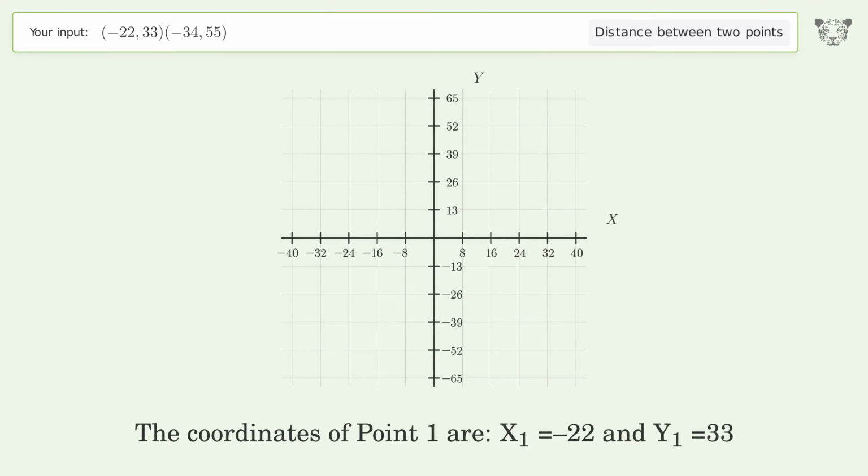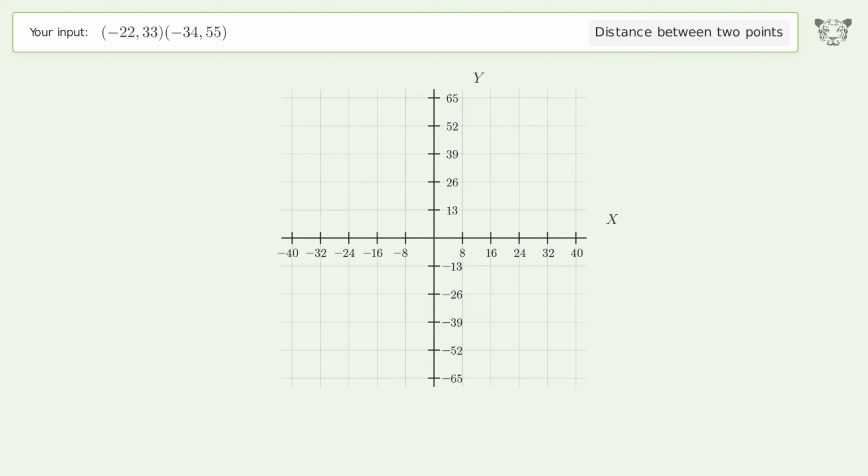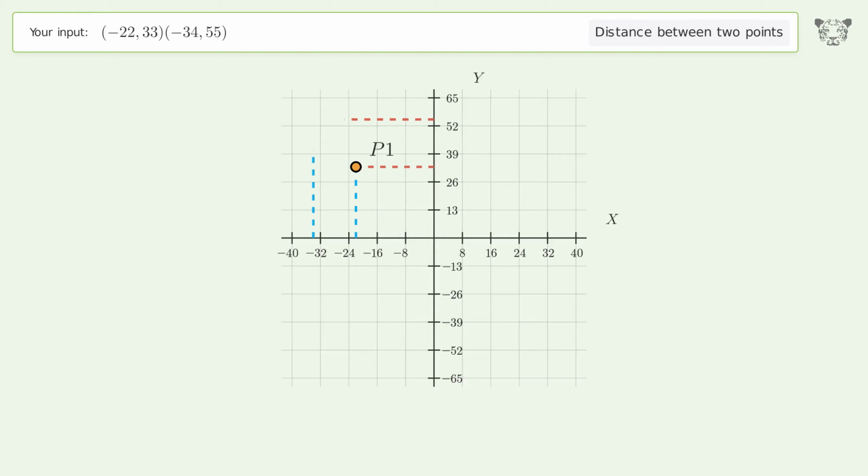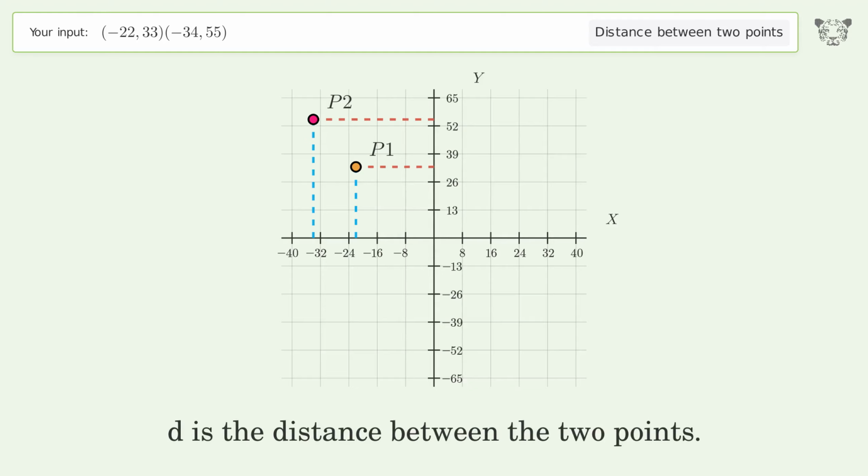The coordinates of point 1 are x1 equals -22 and y1 equals 33. The coordinates of point 2 are x2 equals -34 and y2 equals 55. D is the distance between the 2 points.